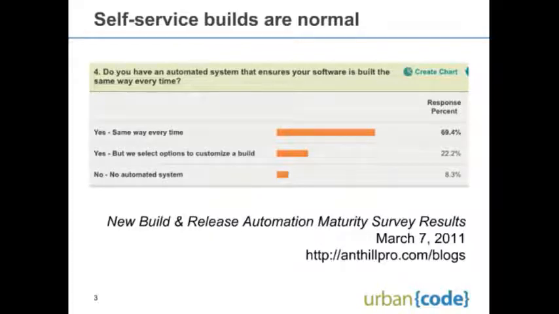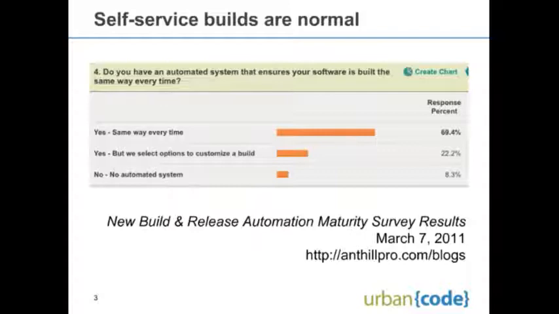Yeah, so we put out a survey every couple of years to try to figure out what the state of the industry is, what practices people are performing, and all of that. And what we found when we asked this question, do you have an automated system that allows us to do a consistent, repeatable build, is that over 90% said, yeah, more or less, yes, we do. Either same way every time or with some options. And I think the key thing is, yes, it is very normal, at least at the team level, to have self-service builds.